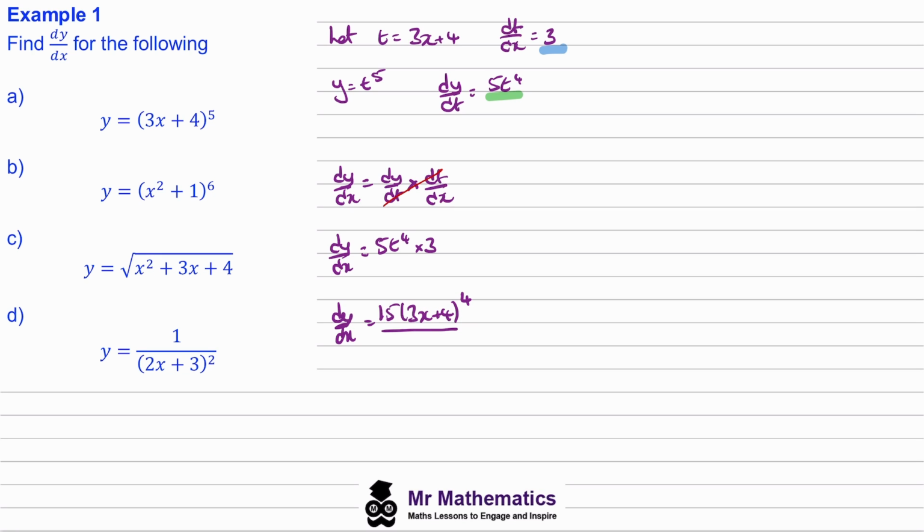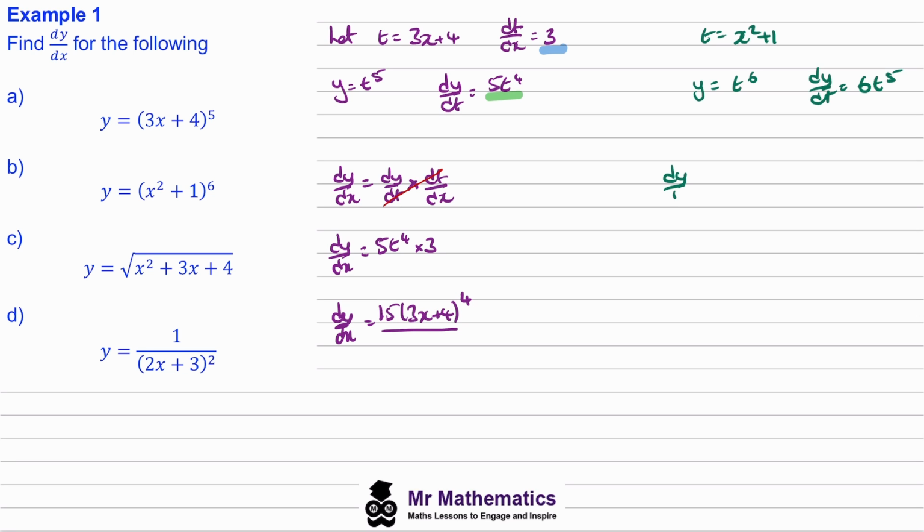So to use the chain rule with functions like this, we need to identify the inner function, which is what we let t equal, and the outer function. If we look at question B, what do you think we need to let t equal now? So we'll let t equal x squared plus 1. And now we can write y in terms of t. This will be t to the power of 6. So dy by dt will be 6t to the power of 5.